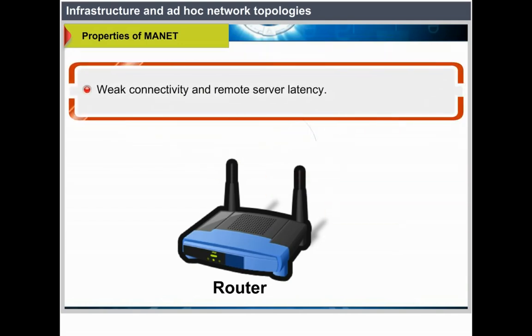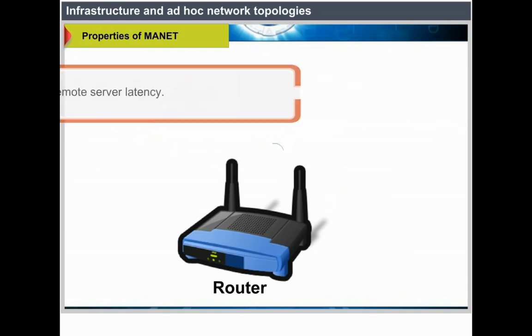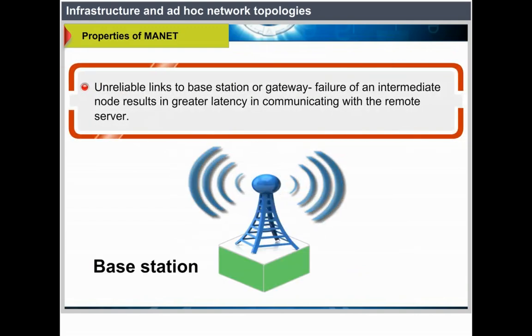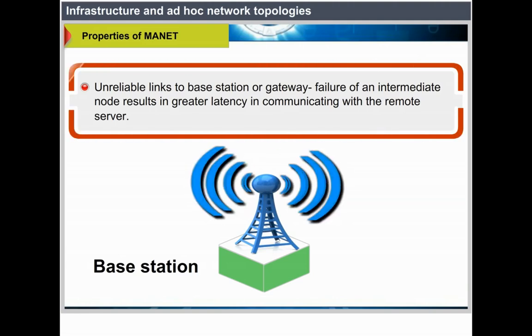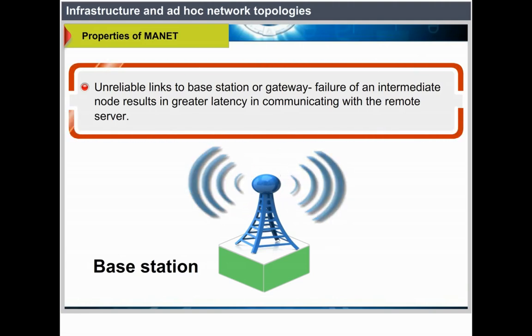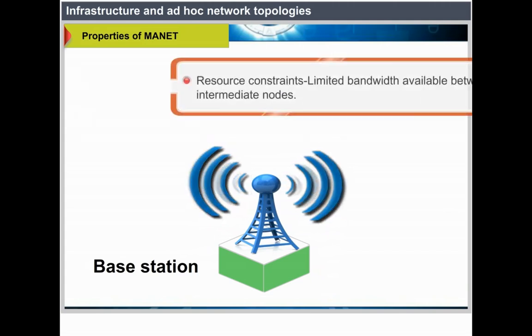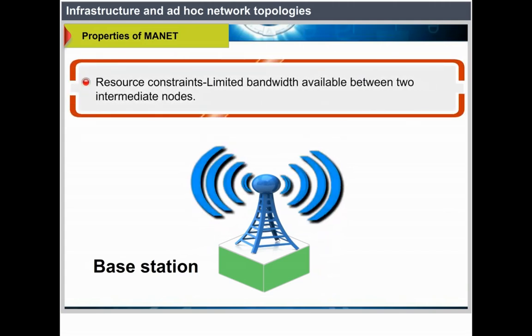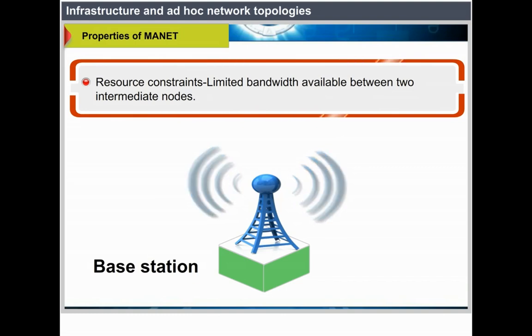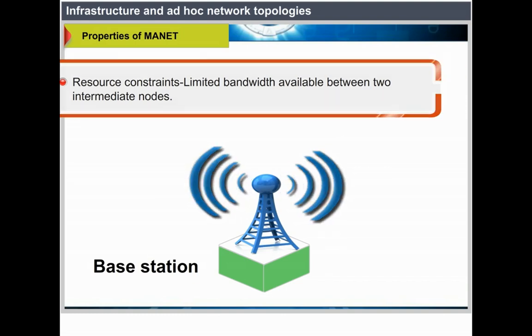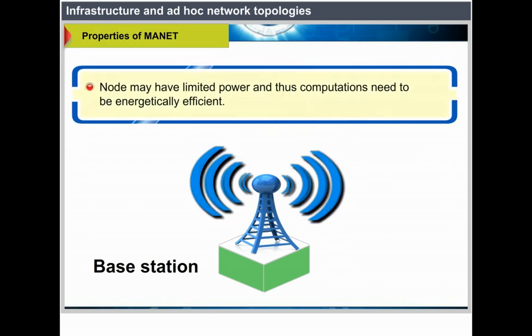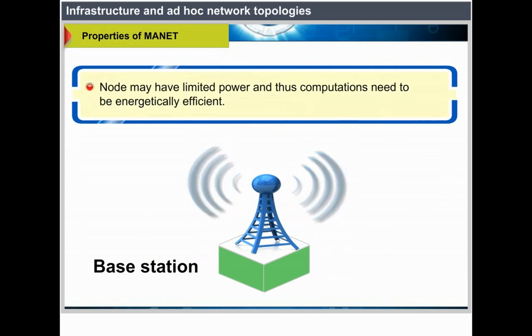Weak connectivity and remote server latency. Unreliable links to base station or gateway. Failure of an intermediate node results in greater latency in communicating with the remote server. Resource constraints. Limited bandwidth available between two intermediate nodes. Node may have limited power and thus computations need to be energy efficient.